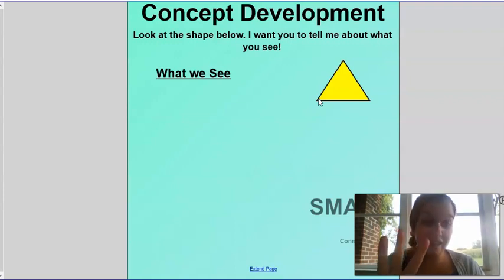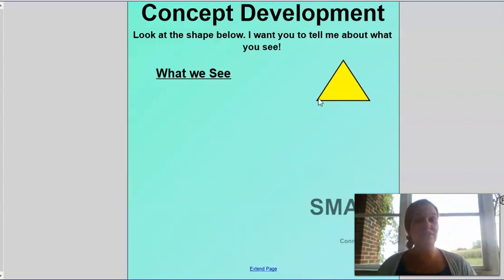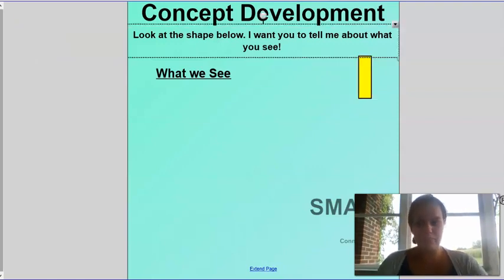Does anyone know the name of this shape, just for a challenge? It's a triangle, and we're going to learn all about triangles coming up. Let's go to our next shape. I want you to do exactly what you did before. I want you to look at the shape, which is over here in the right-hand corner, and I want you to tell me what you see when you look at it. So remember, we're focusing on the number of sides, if the lines are straight or curvy, and the color of the shape.